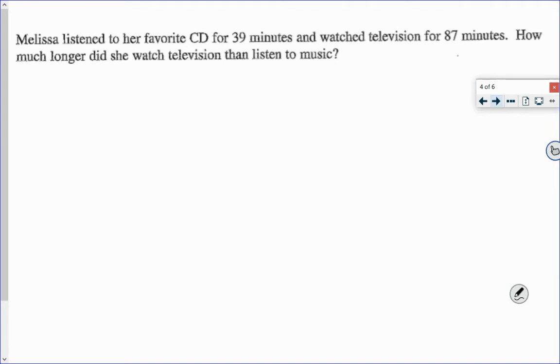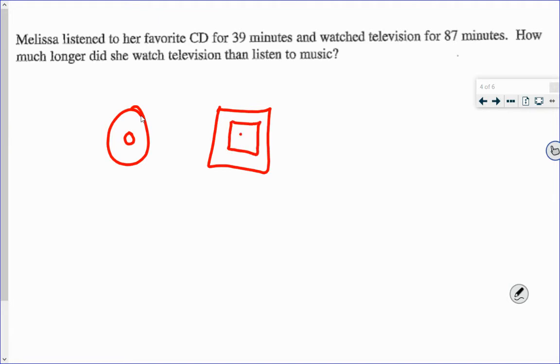Okay, well, this is a CD. We don't hardly use CDs anymore, but that's a CD. And this is a TV. All right, so, beautiful drawings. This CD she listened to for 39 minutes. This television she watched for 87 minutes.